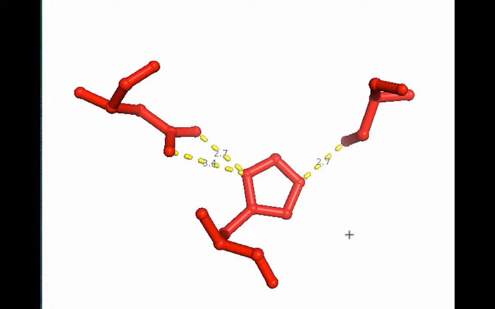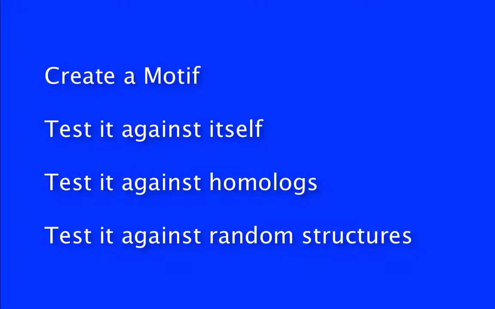So the example you can see here is actually from a serine protease. On the left we have an aspartate residue, in the middle is a histidine residue, and on the right-hand side we have a serine residue. Today you're going to learn how to use Motif Maker to create a motif for alignment studies, how to test that motif against itself to make sure it works, how to test it against homologues to make sure that it finds things it should find, and how to test it against random structures to make sure it does not find things that it should not find.